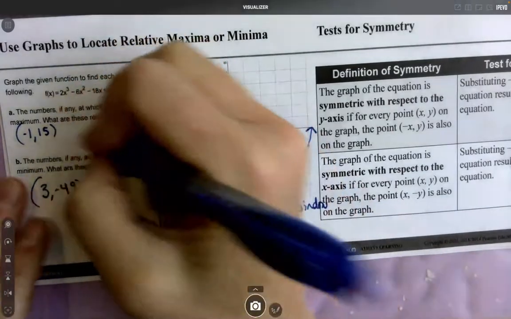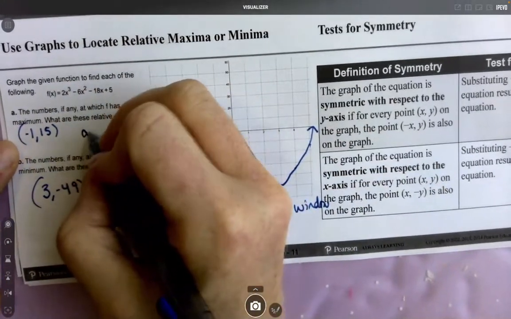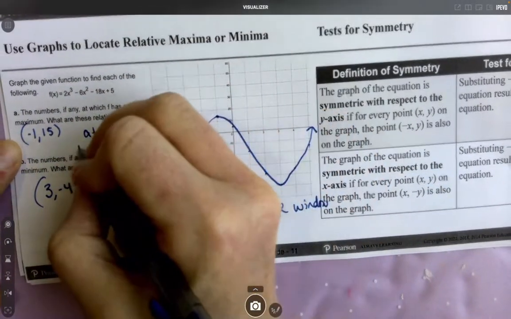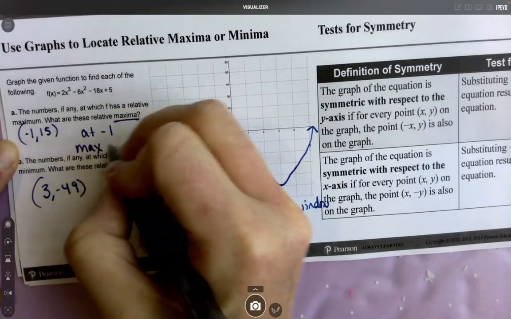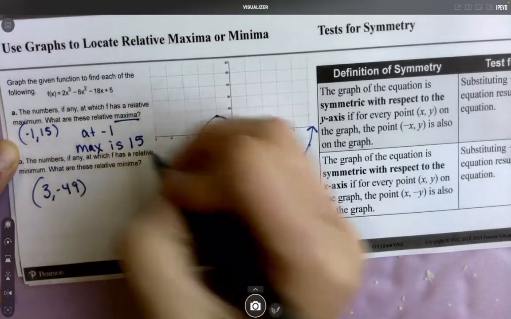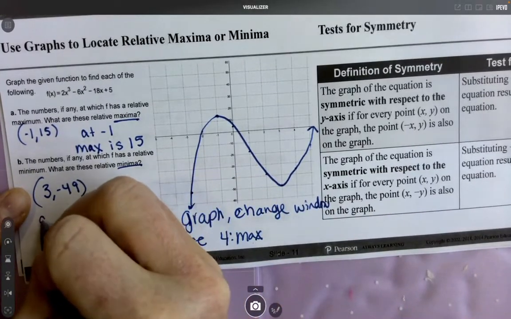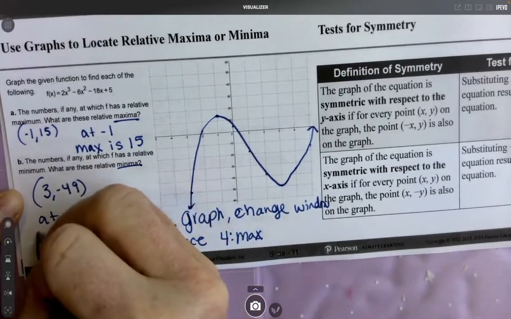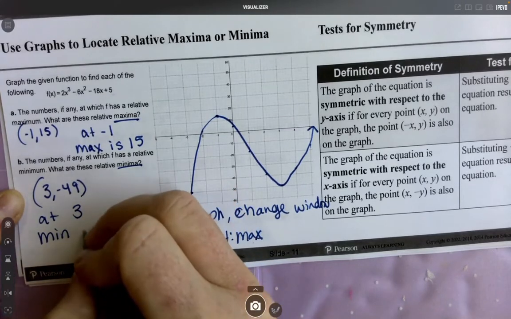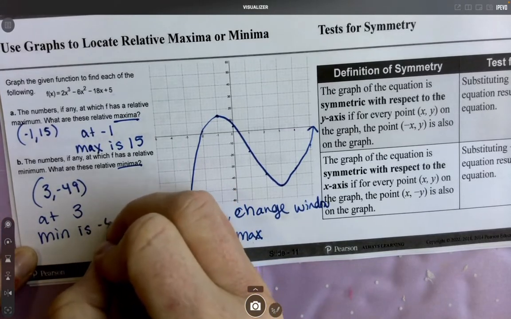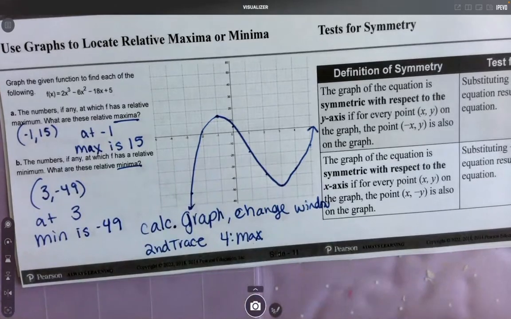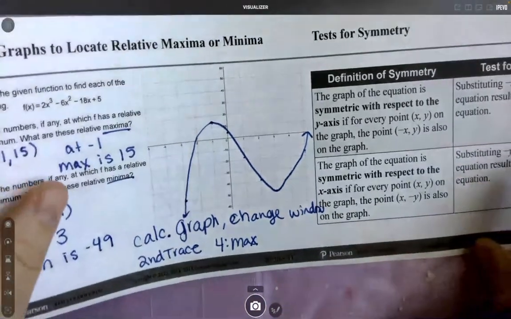Okay, so the relative maximum is at -1, and the maximum is 15. The minimum is at 3, and the minimum or minima is -49. All right, let's keep on going.